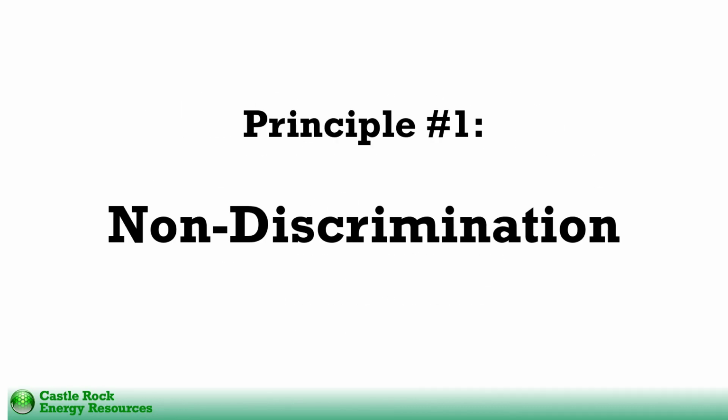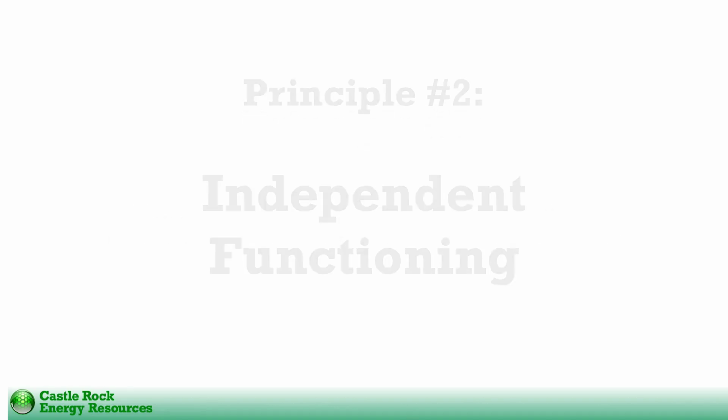Principle number 1, non-discrimination. The principle of non-discrimination basically means we must treat all shipper customers the same way. That means we don't discriminate in any way or give any customer preferential treatment.